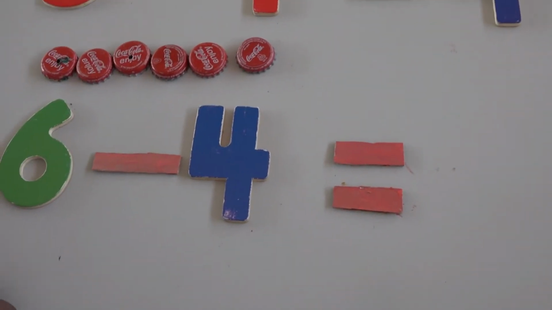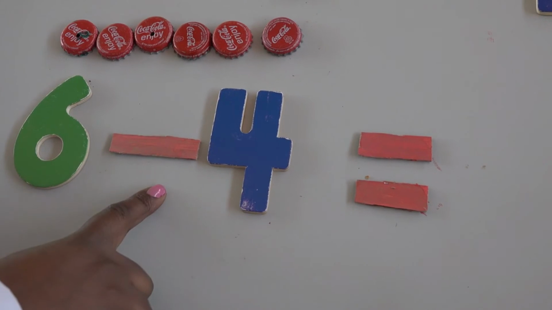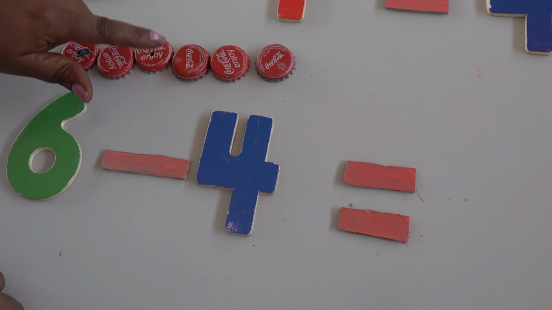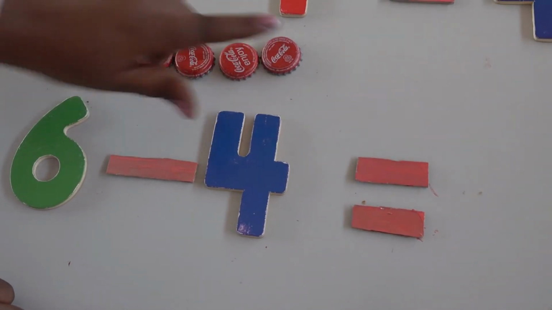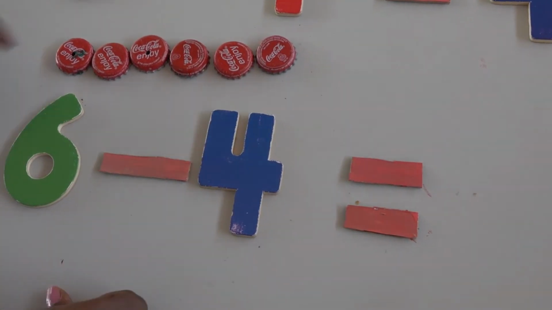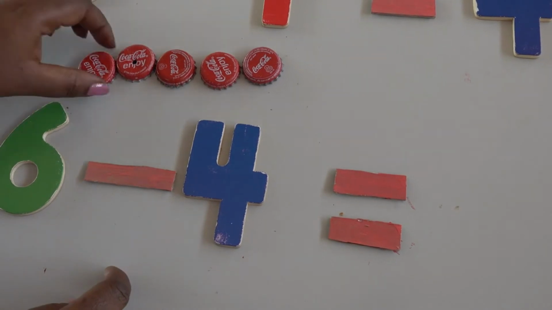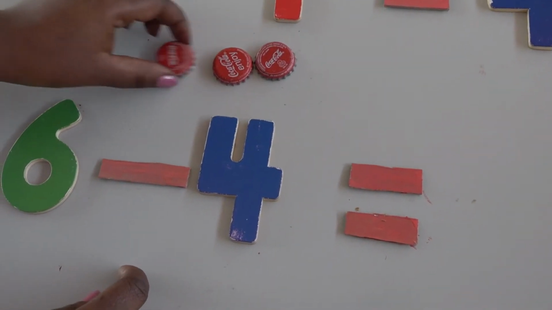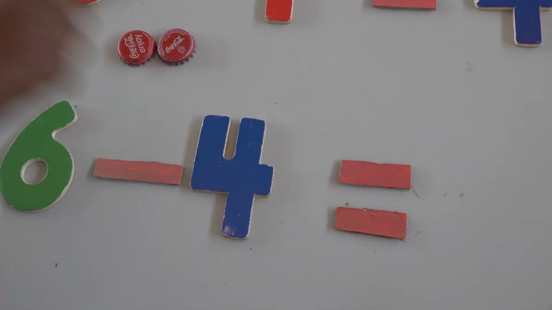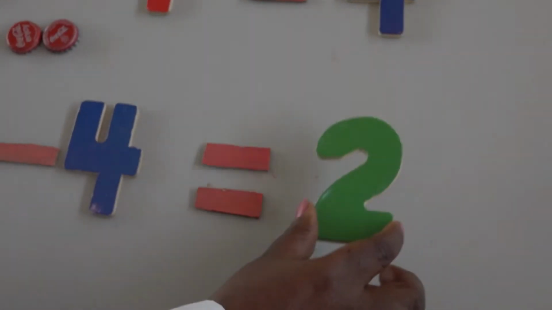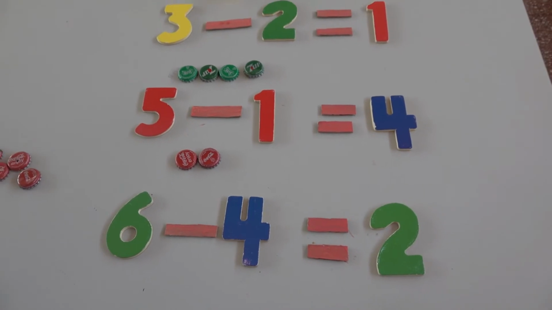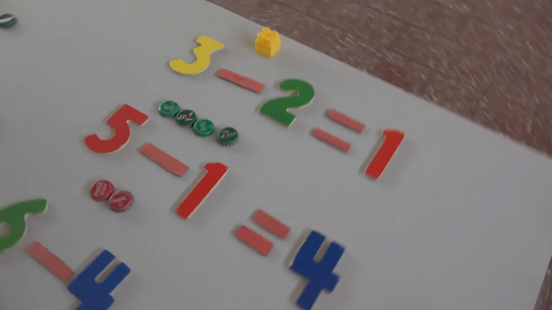Let's see with them. This says 6 minus 4. How many bottle lids? 1, 2, 3, 4, 5, 6. It says take away 4 of them. Okay? So we're going to take away 1, 2, 3, 4. So how many left here? 1, 2. So you take number 2 and put it here. It's very simple, right? Very good. You will practice it at home again and again.